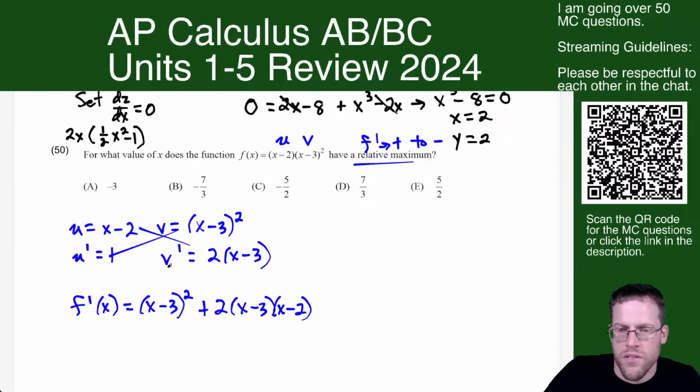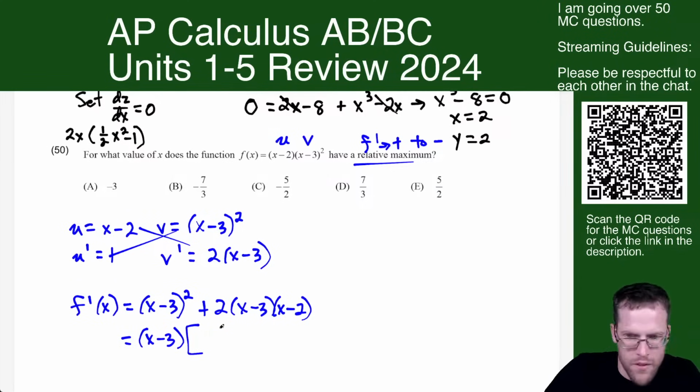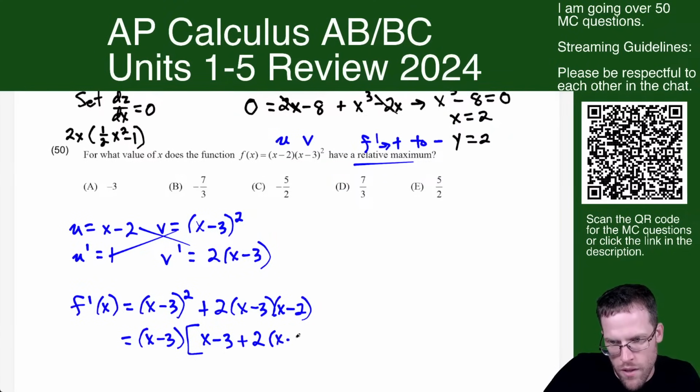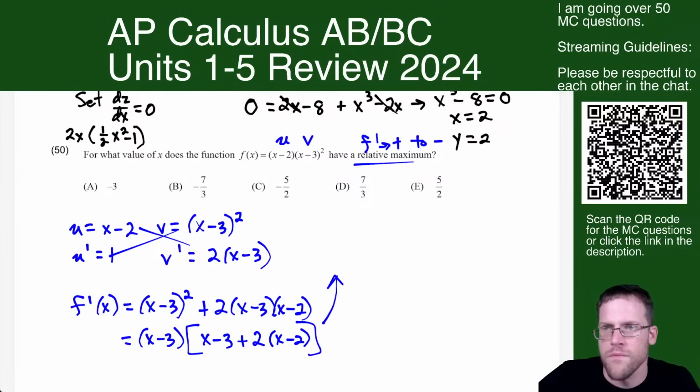So now factoring skills. You ready? We're going to take out an x minus 3. If I divide this by x minus 3, I have x minus 3 left, which I'll just write. Plus, if I take out this x minus 3, I have 2 times x minus 2 left. I'll write it over here.